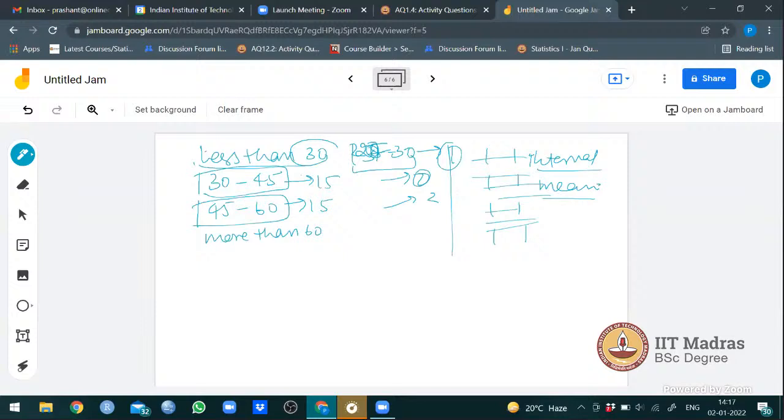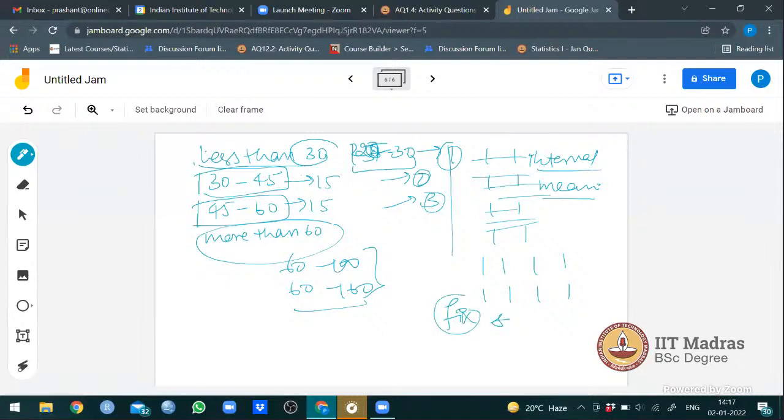And it is more than 60. How much more than? It can be 60 to 100 minutes, 60 to 160 minutes. And if you remember, in an interval scale, the difference between the values will be fixed, constant. Suppose there will be 15. In an interval scale, the ratios are the same? No, in interval you can't perform ratio. I'm saying the difference between the intervals. Sorry, it's my mistake.